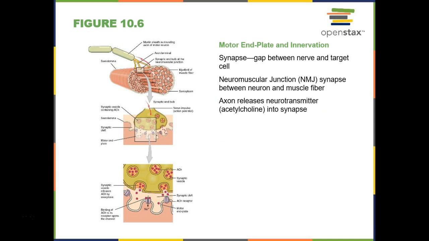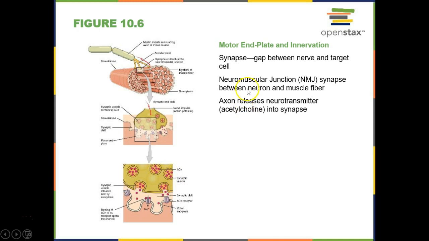So the synapse that you see is a gap between the neuron end bulb and the muscle sarcolemma. That little gap is a region. Neurons don't actually touch their target cell. Instead, they release chemicals called neurotransmitters into that gap, and those chemicals stimulate the next cell.